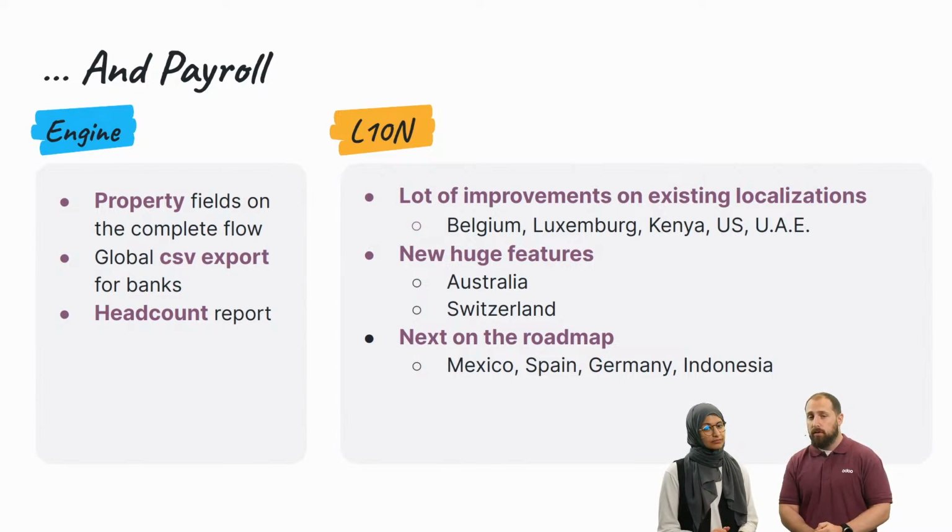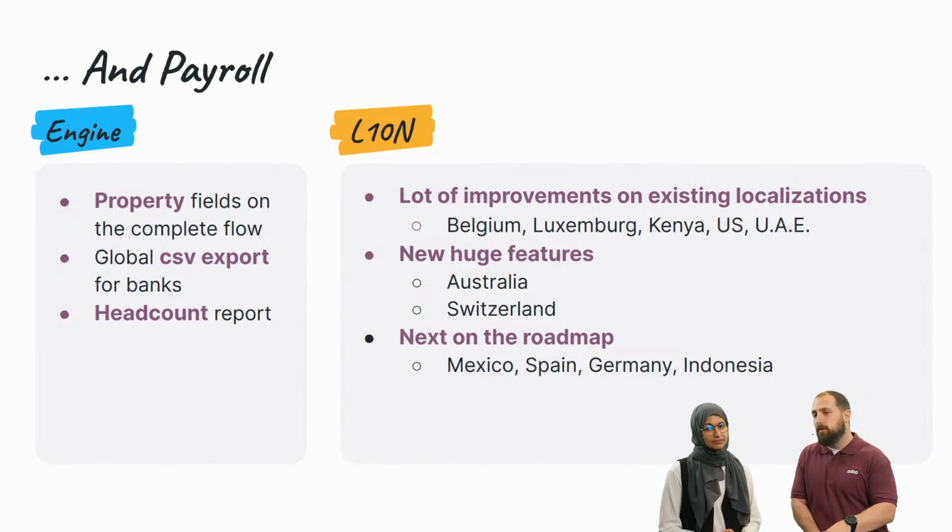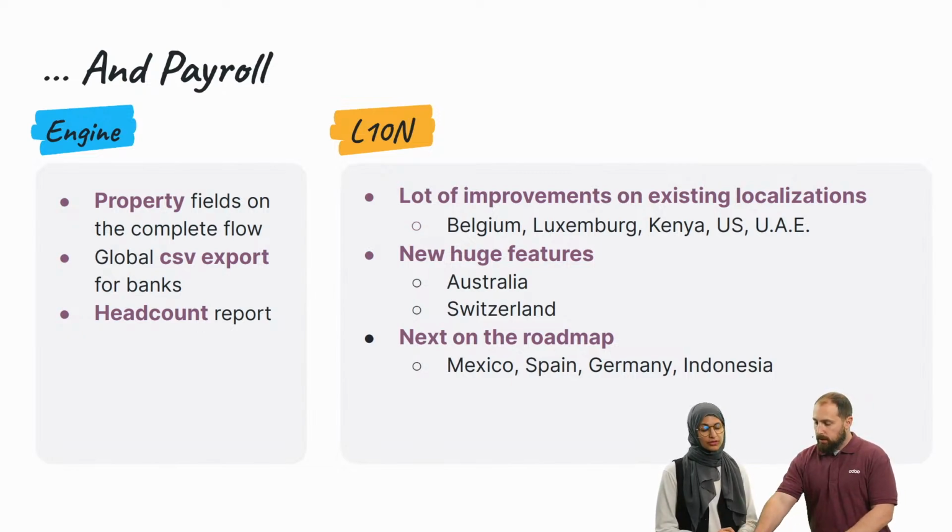We've got a new report for the headcounts that's coming. We have also reworked, like I said during the presentation already, lots of localizations. So improvements on the existing ones, new huge features coming with Switzerland, Australia, and the next ones on the roadmap are Mexico, Spain, Germany, Indonesia. So the logic behind this is we start, of course, with our own offices. Sometimes we can have an exception like we have for Switzerland, but mainly we focus on localization where we have a local office.